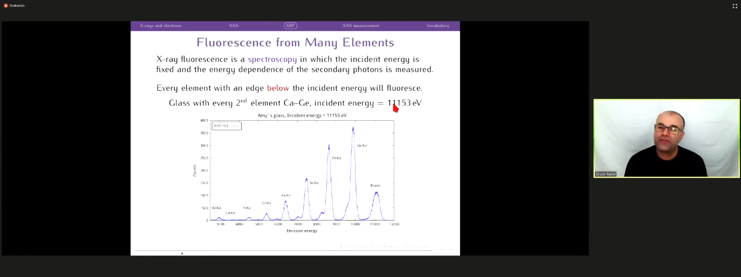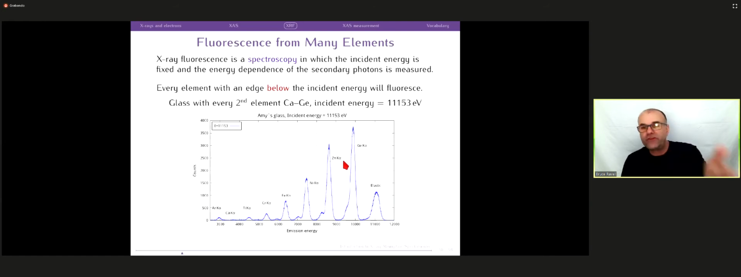So that's how I can demonstrate that I was indeed at this incident energy. But the thing about this energy is it's above the binding energy of all of these other elements. So there's some probability that a photon that hits the sample will excite the 1s electron in one of these other elements. And so you see that this piece of glass that I said has every other element between calcium and germanium in it does in fact have all of those elements in it, because we see peaks at the locations that are specific to those elements.